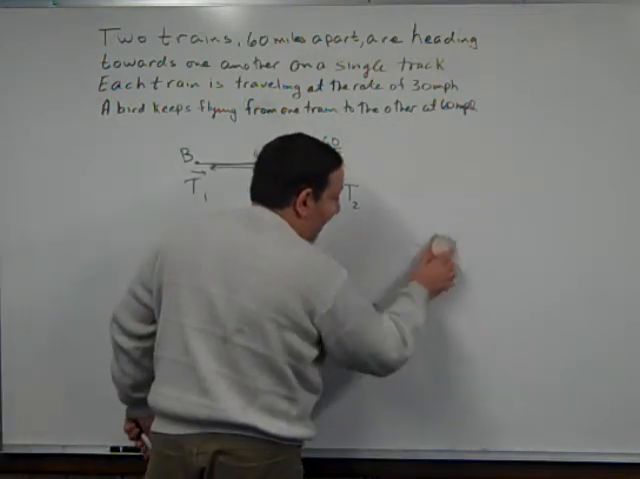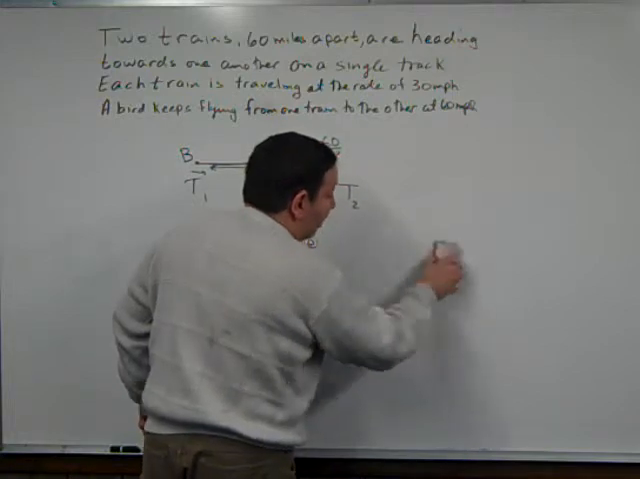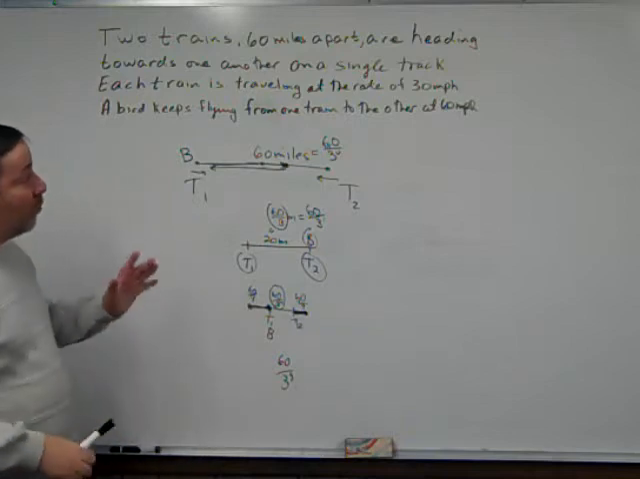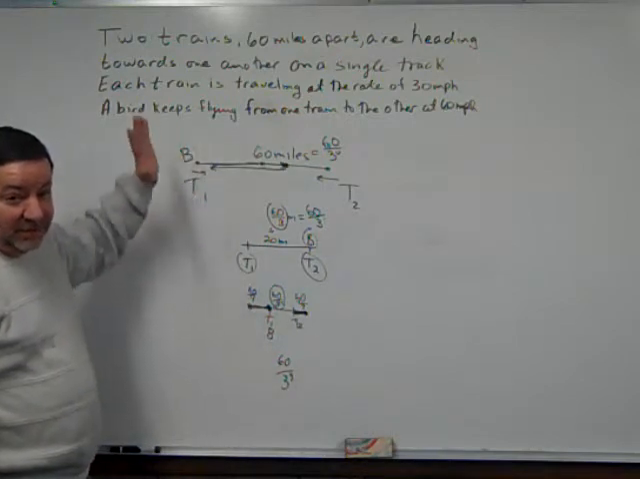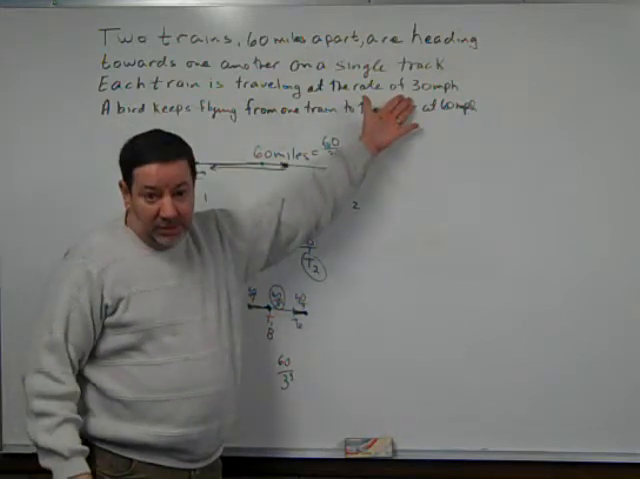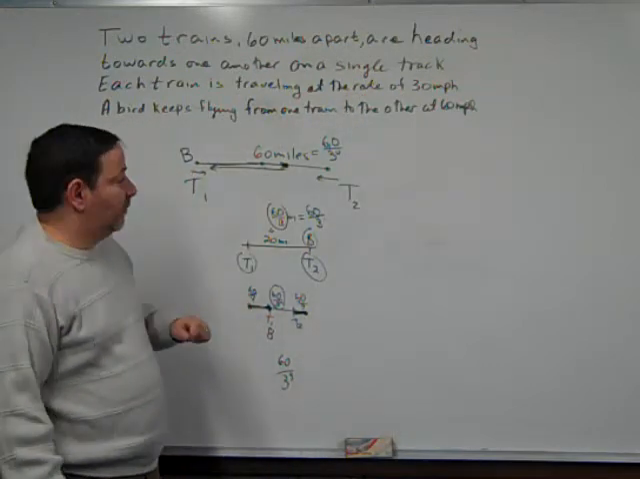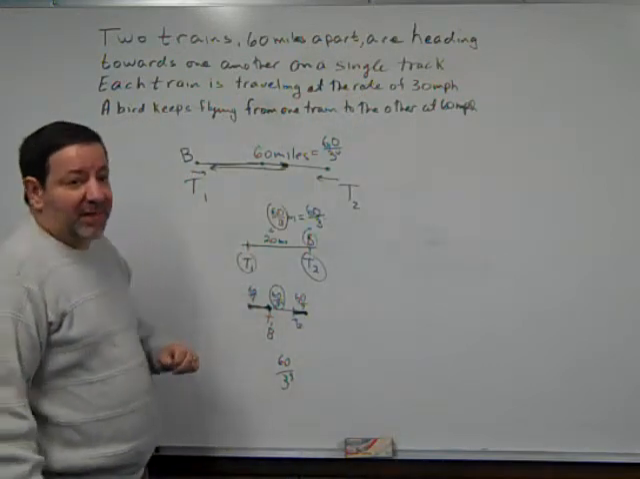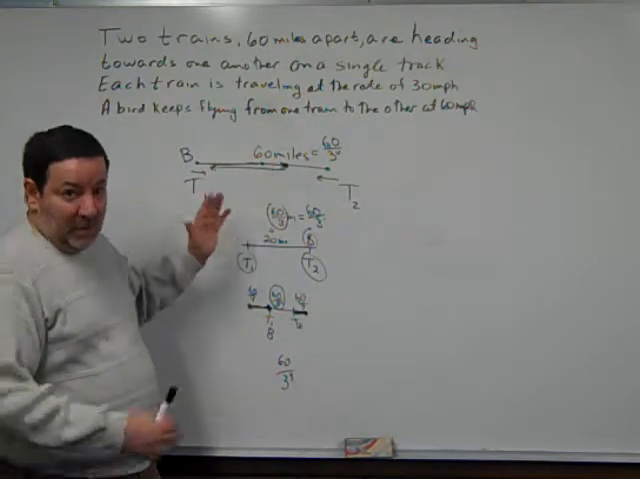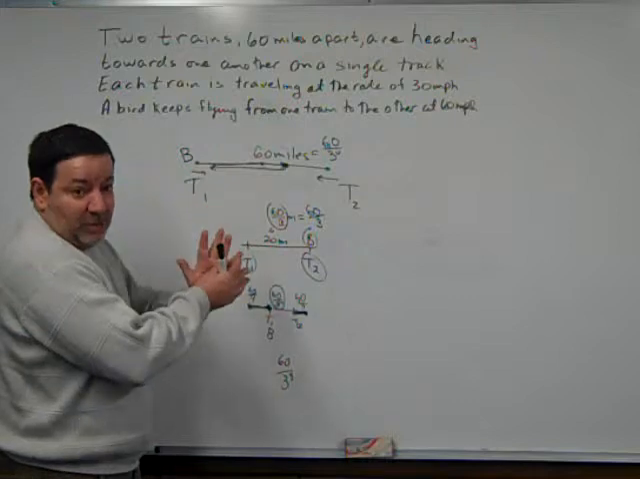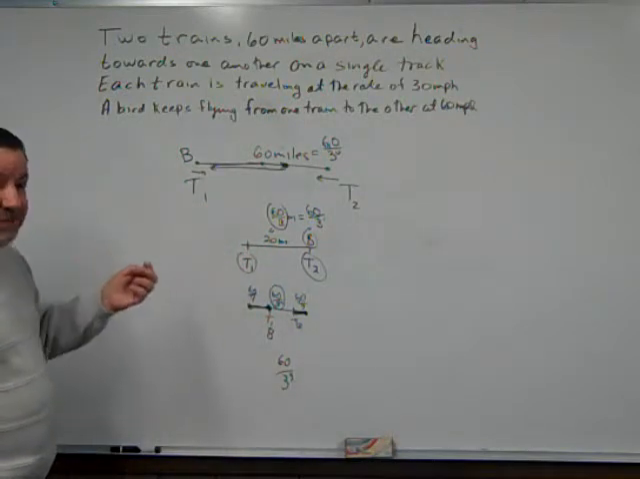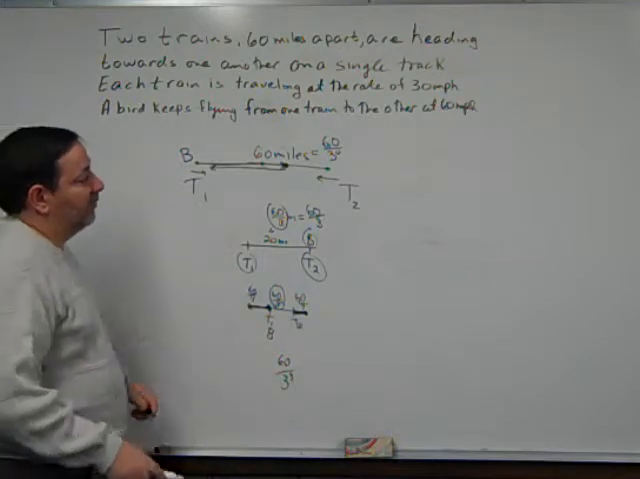And we know that this ends when the distance is 0. Now again, no matter what happens, this experiment ends in 1 hour, because train 1 will go 30 miles in 1 hour. Train 2 will go 30 miles in an hour. Since the trains are 60 miles apart, they will collide in 1 hour. And the question is, how many trips does the bird make?